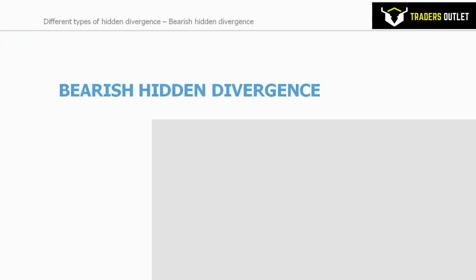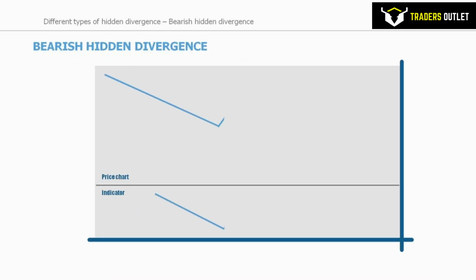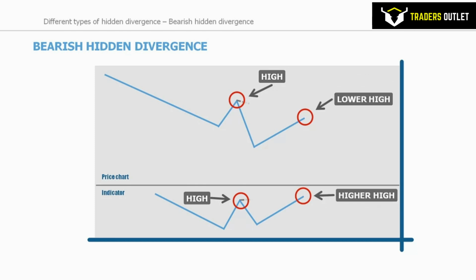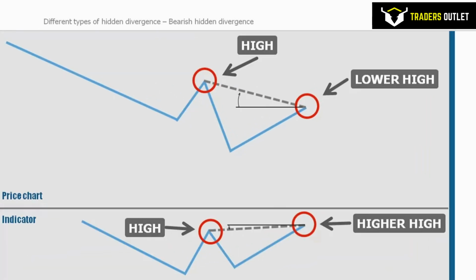In this example, we will look at bearish hidden divergence. When price makes a series of lower highs in a downtrend, but the indicator makes a series of higher highs, it is called bearish hidden divergence. This is a trend continuation signal that normally precedes price moving in the same direction, potentially setting up a short trade.